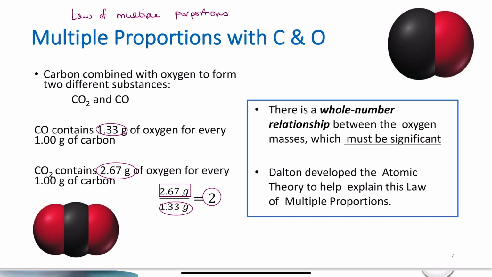This is how Dalton developed the atomic theory to help explain this law of multiple proportions. Elements can combine in different ratios, but they will do so in whole numbers. So, for example, NO2, nitrogen dioxide, is a compound. N2O4 is another compound. They're combining in whole number ratios. It's not like a half of a nitrogen is going to combine with an oxygen. Okay? They're going to combine in whole number ratios.